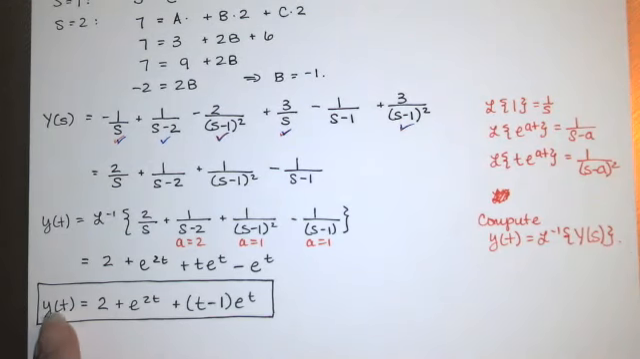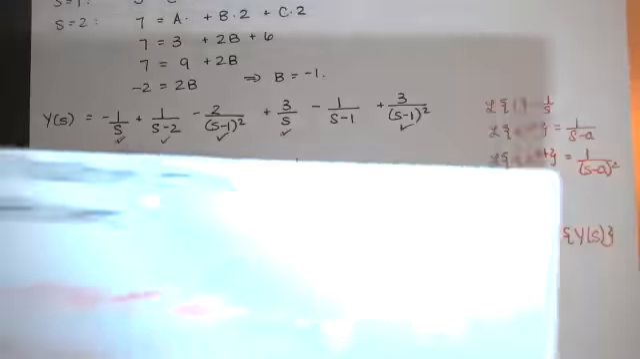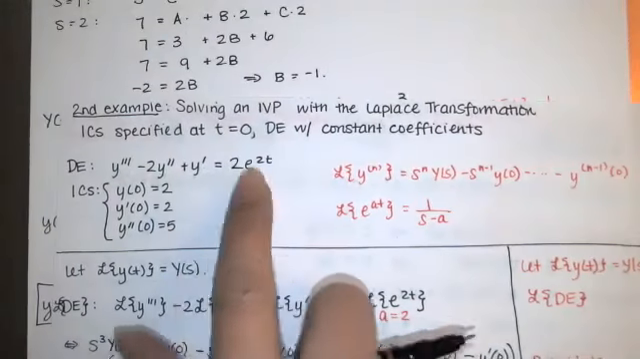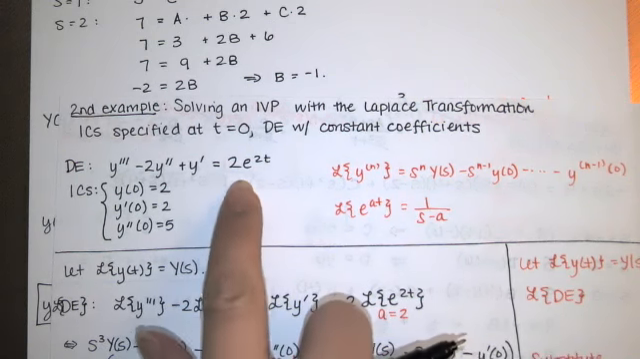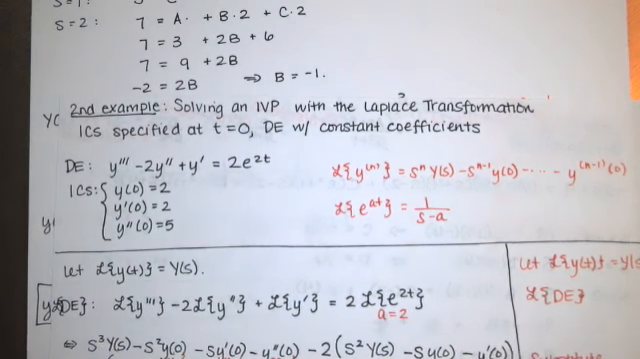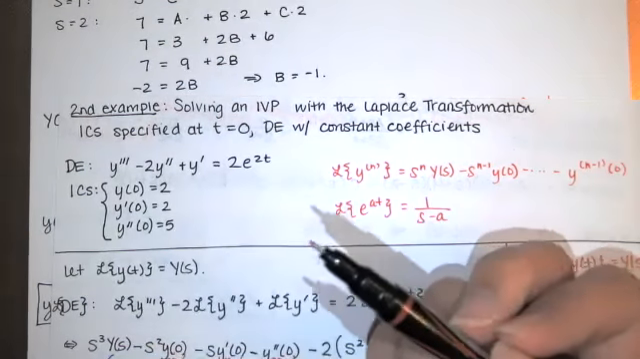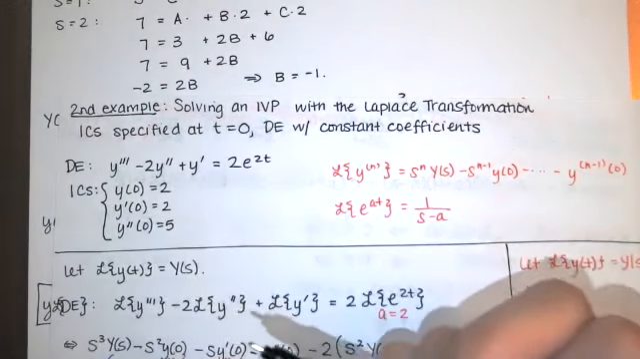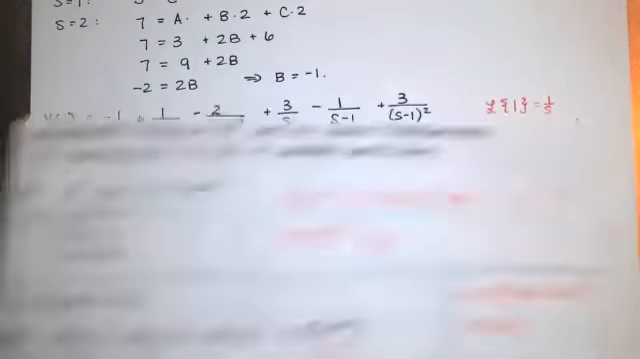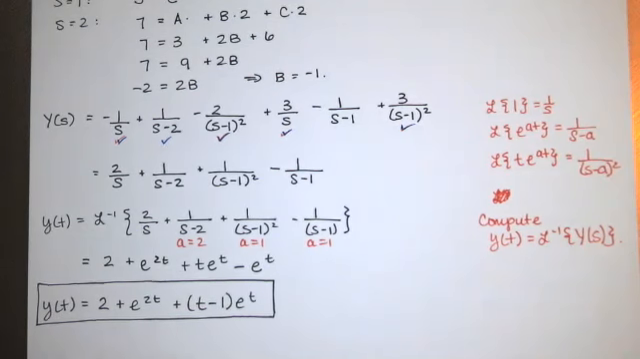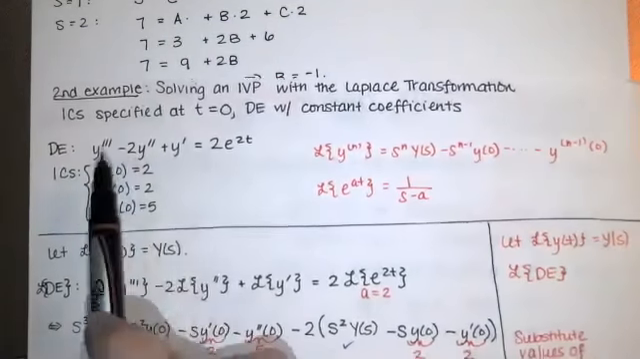Okay, now, if you take the first, second, and third derivative of this and substitute into this equation, if I've done everything correctly and I haven't made any mistakes, we should get 2 times e to the 2t. And if we evaluate that function at 0, we should get 2. If we take its derivative and evaluate it at 0, we should get 2. If we take the second derivative and evaluate it at 0, we should get 5. This function is the solution to this initial value problem.